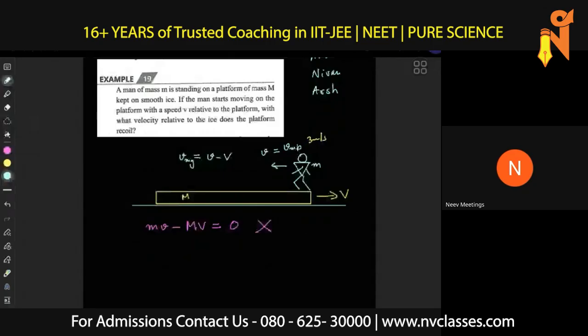Okay. And hence the equation is mv minus v minus mv is equal to capital M into V, right? This is the correct equation. Is that clear? And that's the answer. You have to just write so much and you'll get the answer.